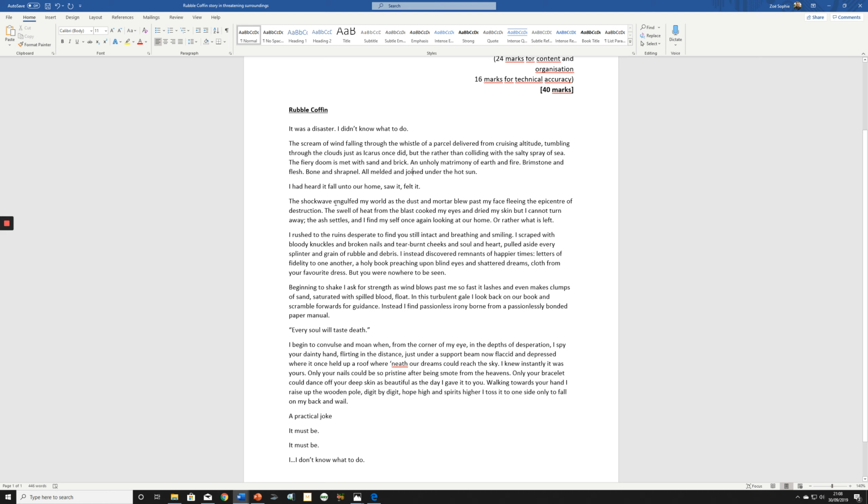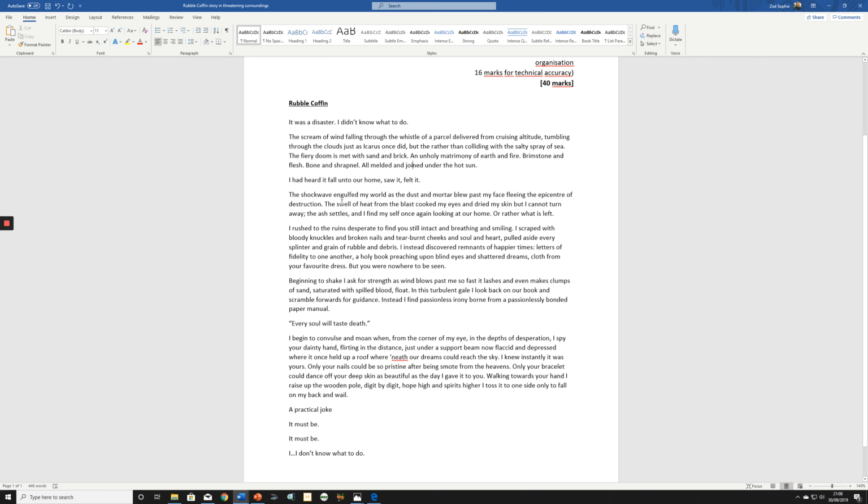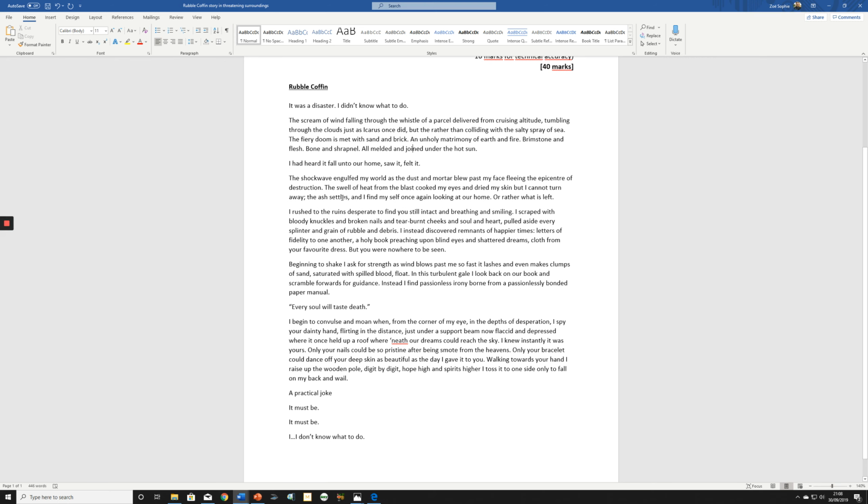The shockwave engulfed, love that verb, my world as the dust and mortar blew past my face, fleeing the epicenter of destruction. The swell of heat from the blast cooked my eyes and dried my skin, but I cannot turn away. The ash settles, and I find myself, that should be one word, once again looking at our home, or rather what is left.